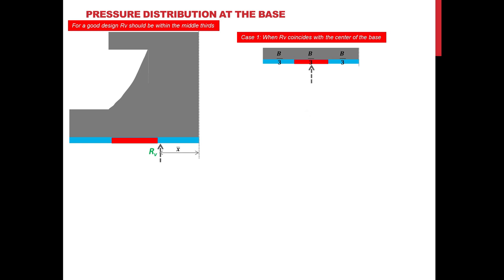So in here, our RV is coinciding with the midpoint of the base with the X bar. Of course, X bar is automatically equal to b all over 2. Hence, the distribution will be uniform pressure. Why? Because RV is pointed on the center of our base, which is a rectangular base. So this is the base pressure.